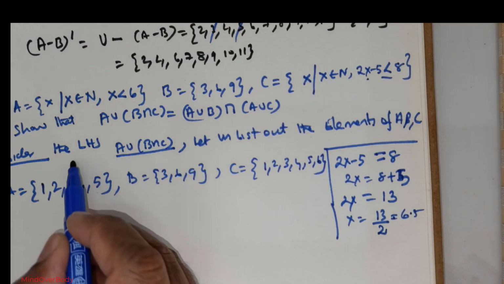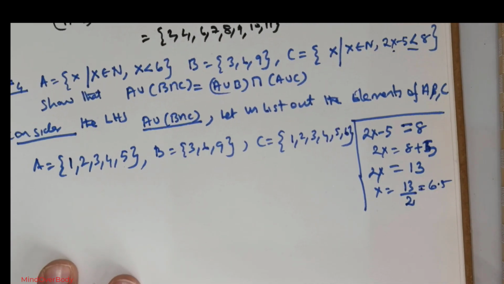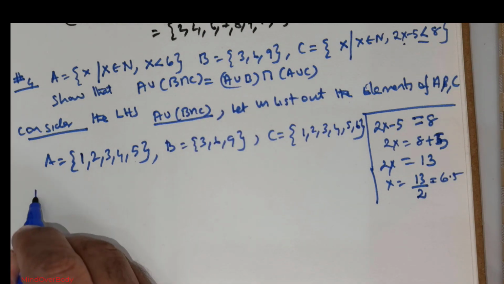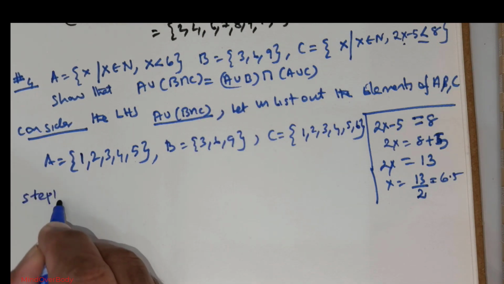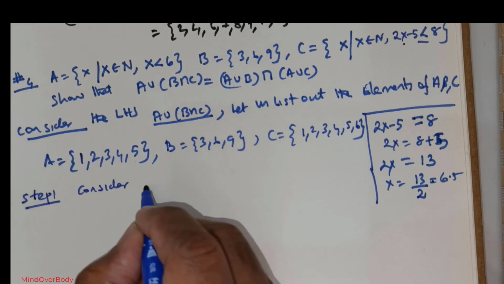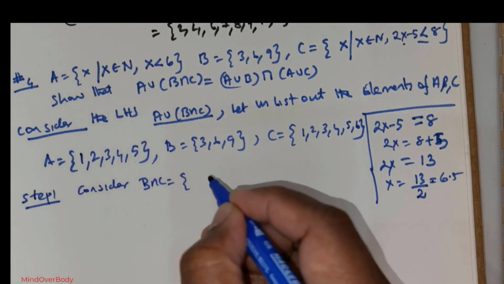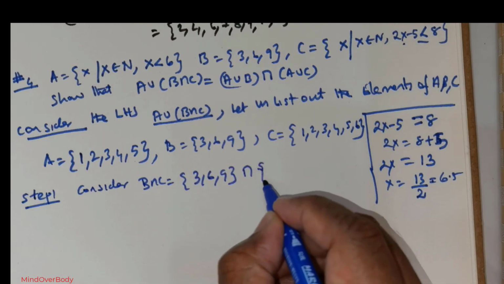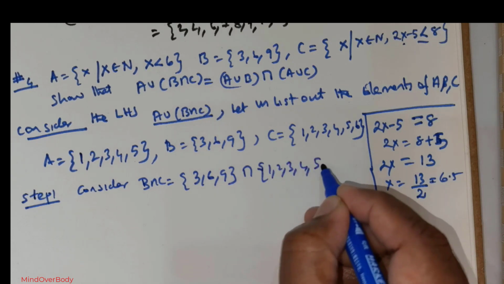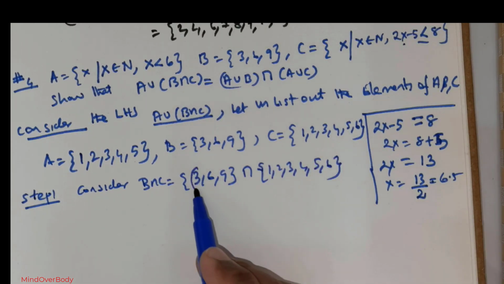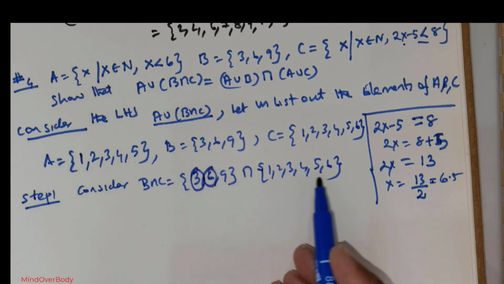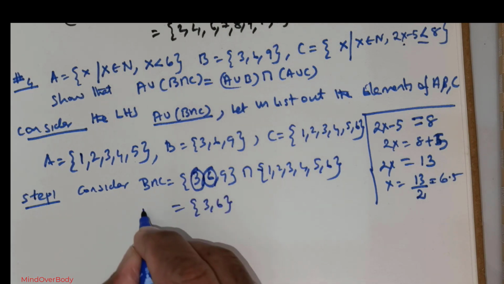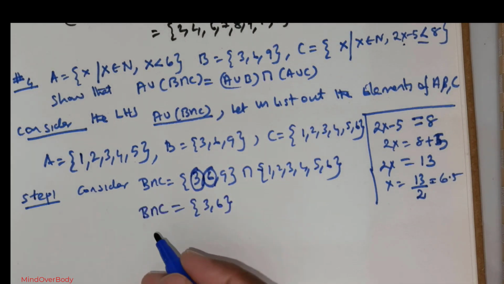Now, as I mentioned to you, we have taken the left hand side, and in the left hand side we have A union B intersection C. So first, step 1, consider B intersection C. What is B? 3, 6, 9 intersecting with C, 1, 2, 3, 4, 5, 6. So what is the intersection? We got 3 there. Yes. You got 6 there. Anything else? No. I don't have 9. So this is equal to 3, 6. You can just write that down. B intersecting C.